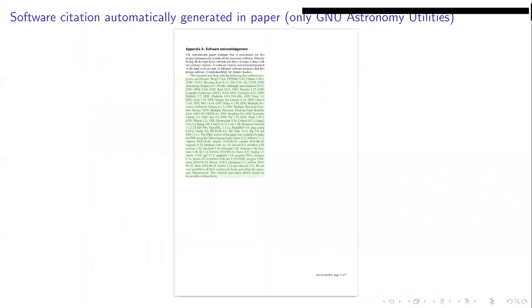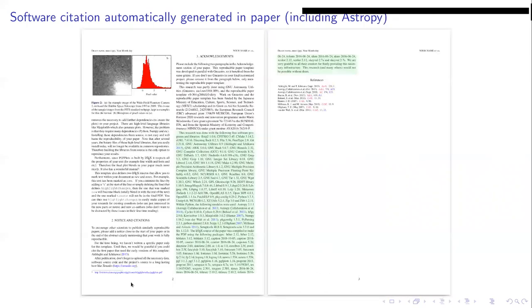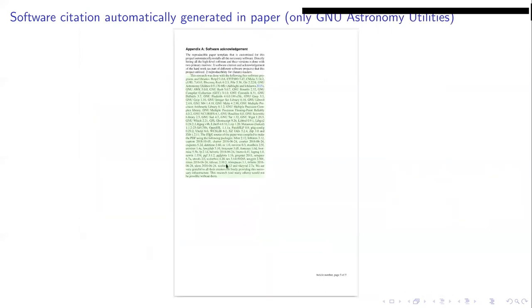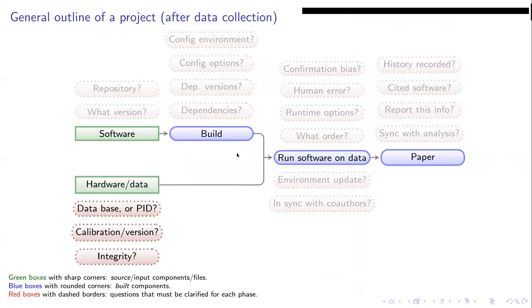And this is another paper. This paper uses matplotlib from Python, and you see the huge dependency tree as a huge paragraph. But this one doesn't use Python. It only uses GNU Astro. So you see the dependencies are much fewer. It builds faster, it's much more stable, and needs much, much fewer dependencies. Okay, so we've done the software part.